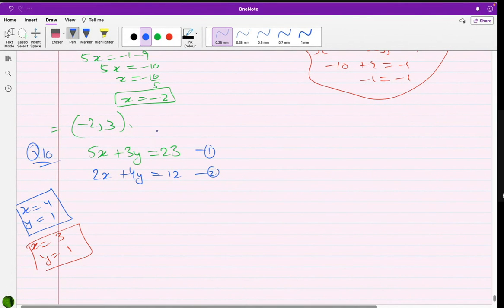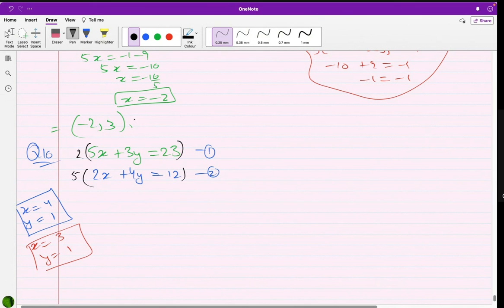Okay, let's see. If these answers would have been the same, I wouldn't have had to do this. Okay, I am trying to get rid of X. So this is 2 and this is 5.